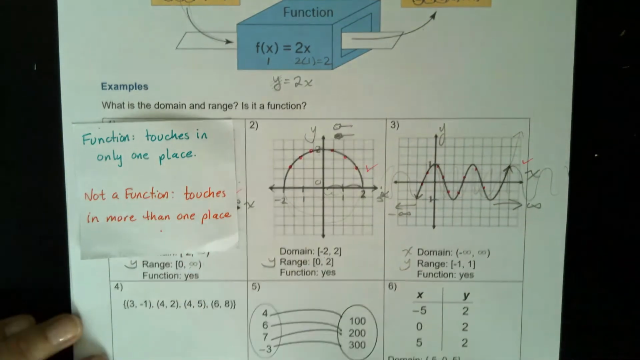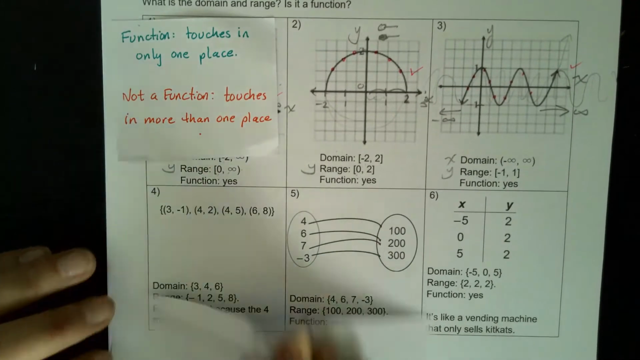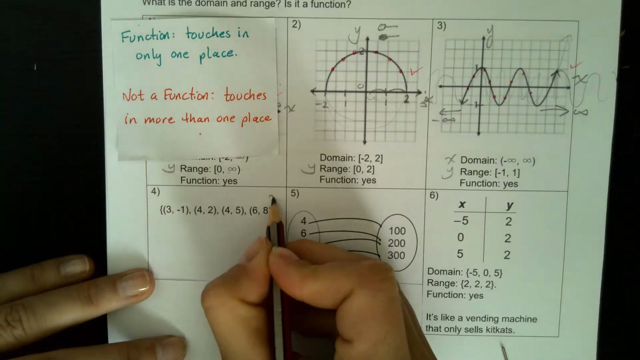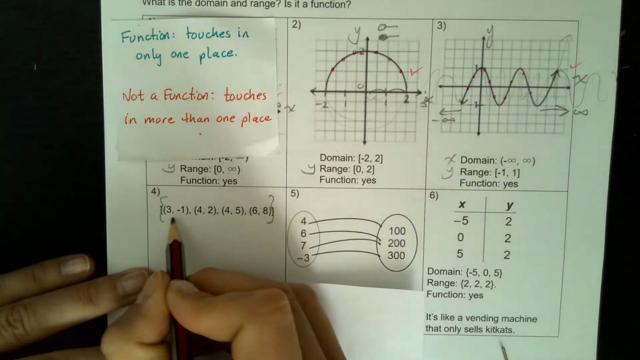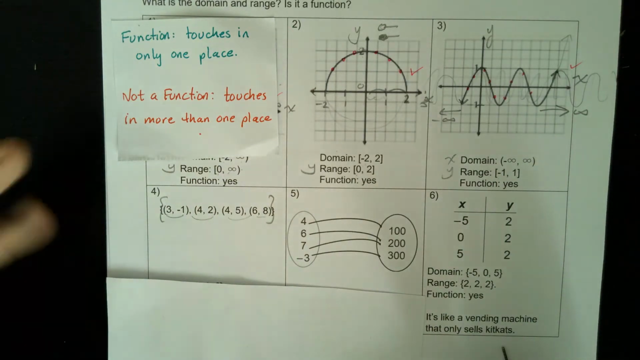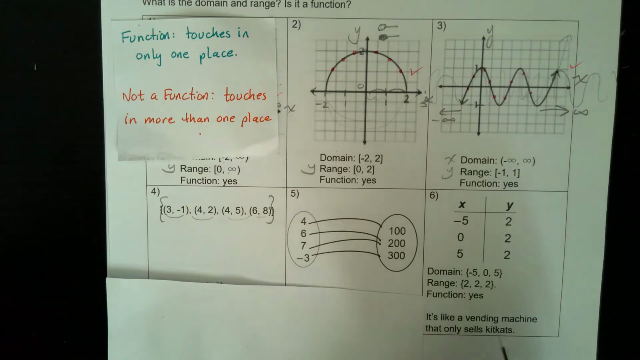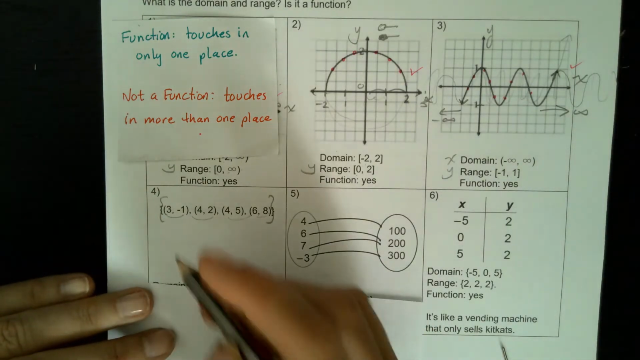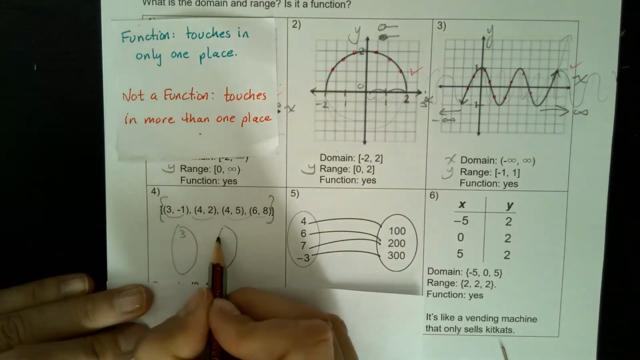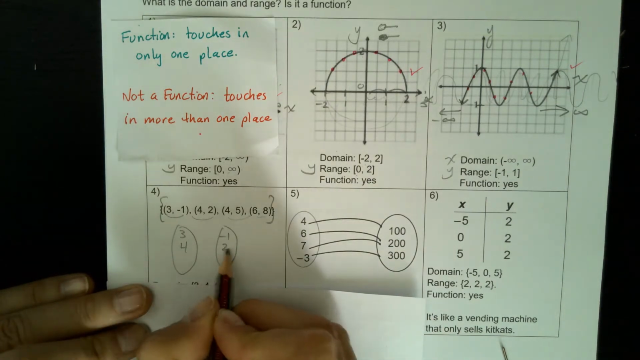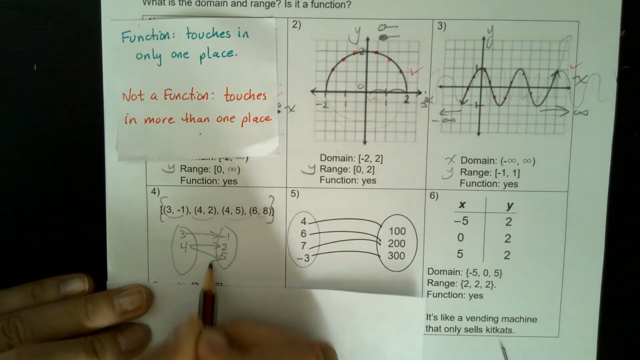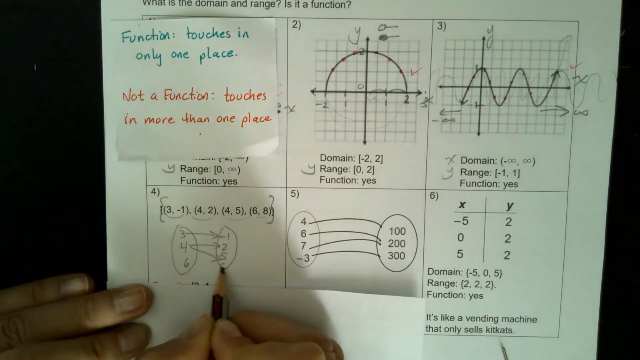Okay? But sometimes we have sets of ordered pairs. And I know it's a set because it has curly brackets. And these are all ordered pairs. So we want to know if it's a function, and sometimes it's hard to know if it's a function when it's ordered pairs. So what some people do is they make a mapping, and they go, okay, 3, -1, 4, 2, and 4, 5, and then 6, 8.